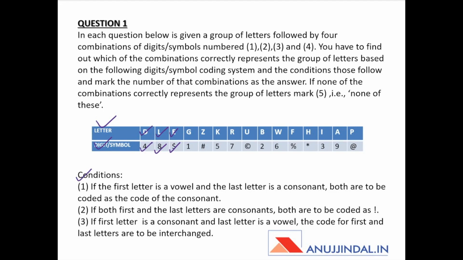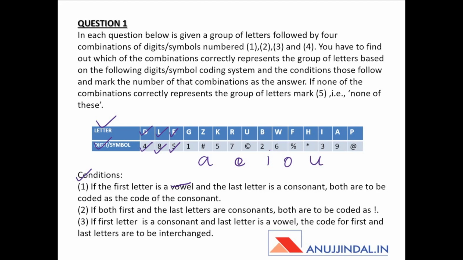The first condition here says if the first letter is a vowel and last letter is a consonant. So first letter is a vowel and last letter is a consonant. Both are to be coded as the code of the consonant. So first of all, what is a vowel and what is a consonant? See, in English alphabets from A to Z, alphabets A, E, I, O, U, these are vowels and rest of the others, that is B, C, D and F, G, H and others apart from these are known as consonants. This thing should be clear, what is a vowel and what is a consonant.